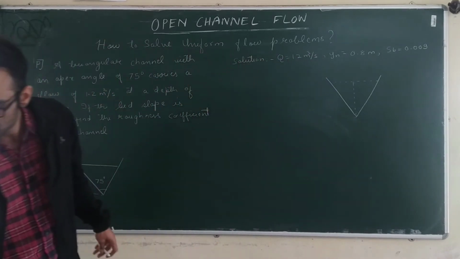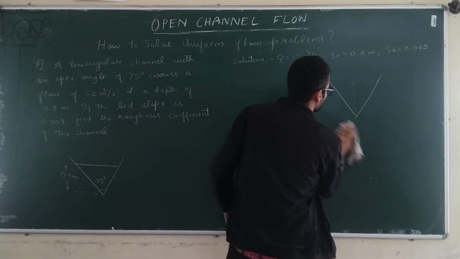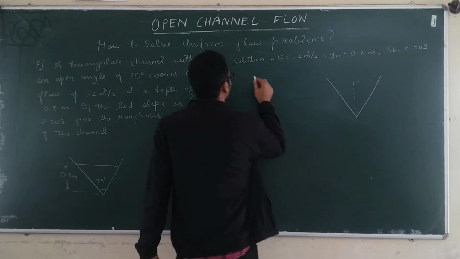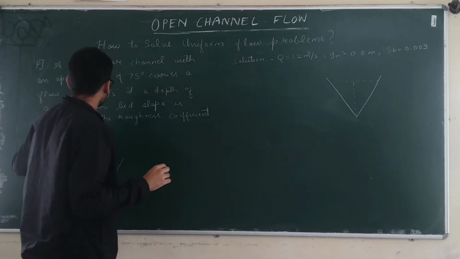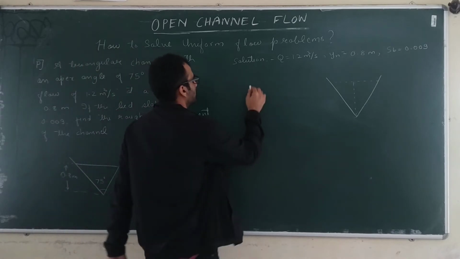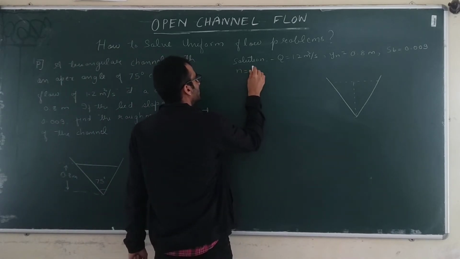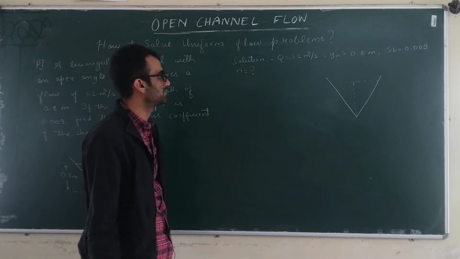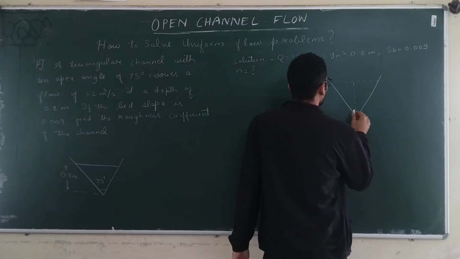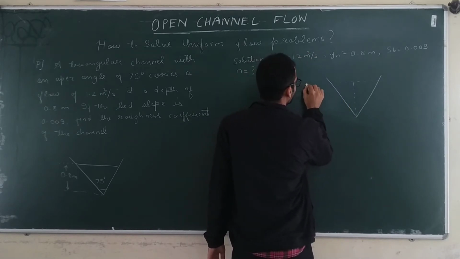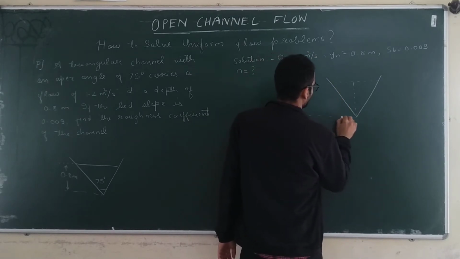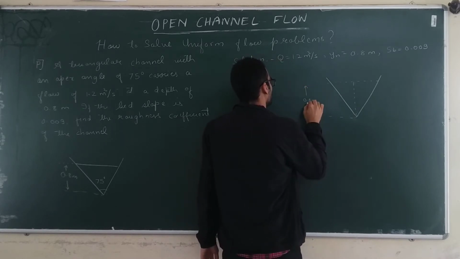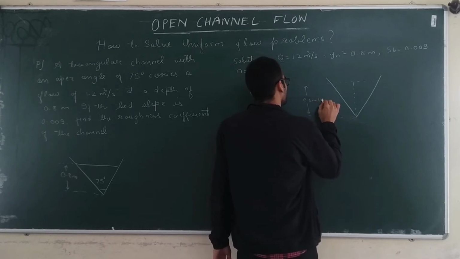What else is given? Slope is also given, and we need to find out the roughness coefficient. Let's say we will find the Manning's constant. We can also find Chezy's coefficient. Manning's coefficient we will first find out. About the geometry, now let's say this is 0.8 meters. What is this? This is yn.